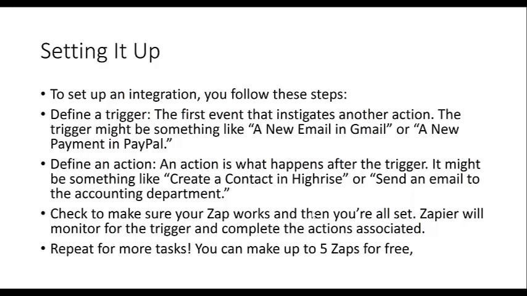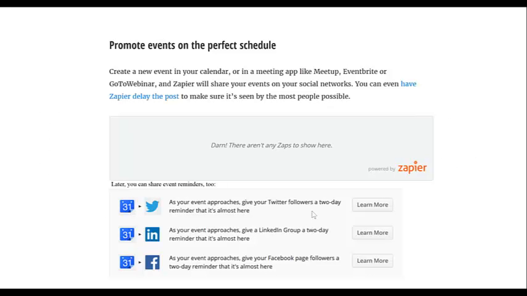Now, in Zapier, there's different recipes as well. This one I thought was pretty interesting. This is when you have an event and you put it on your calendar. So for example, this webinar. Let's say we have this webinar and it's on my calendar. I can set up a Zapier right here. As your event approaches, give your Twitter followers a 2-day reminder that it's almost here, right?